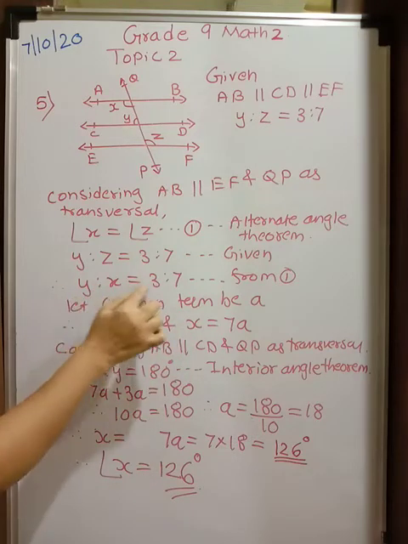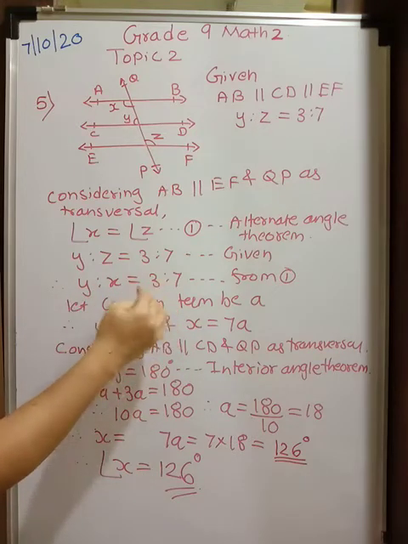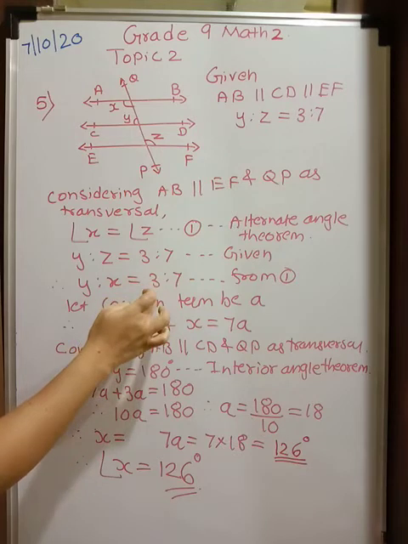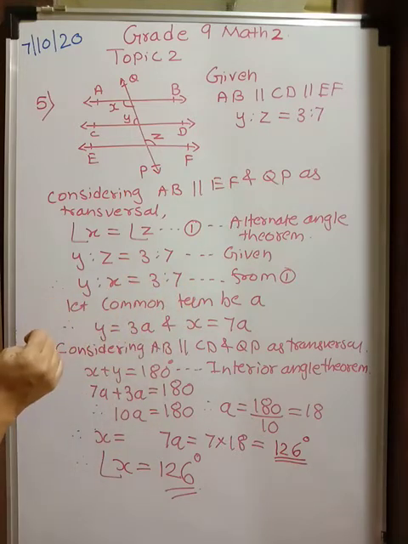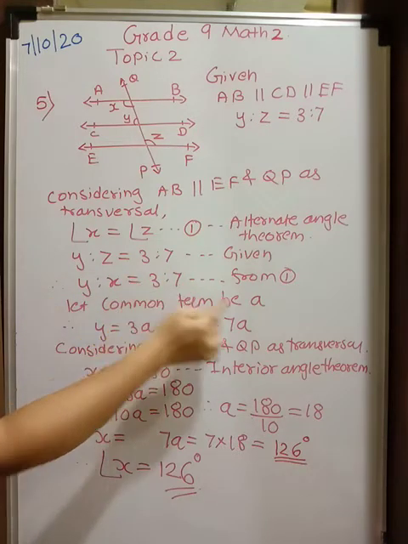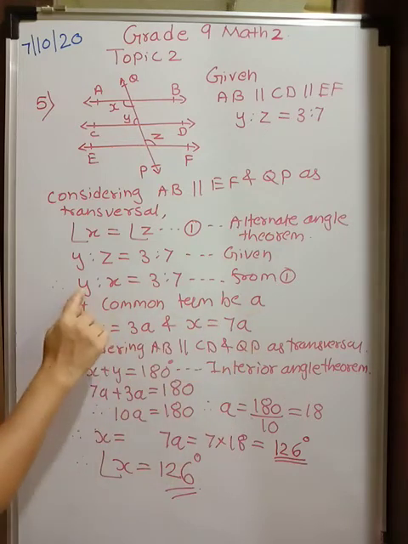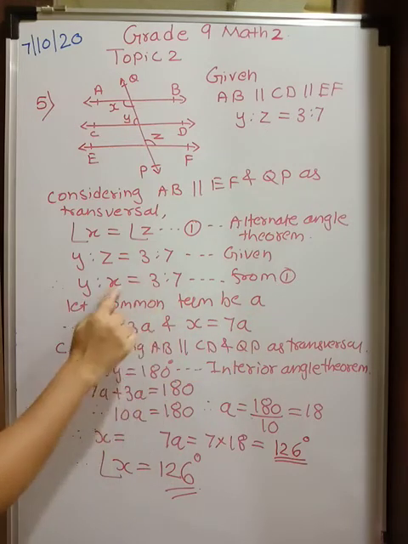Whenever a ratio is given like this, this is 3 times something and this is 7 times something. Alright, this is the reduced ratio. So let that something be a, and so I have written y is now 3a and x is now 7a.